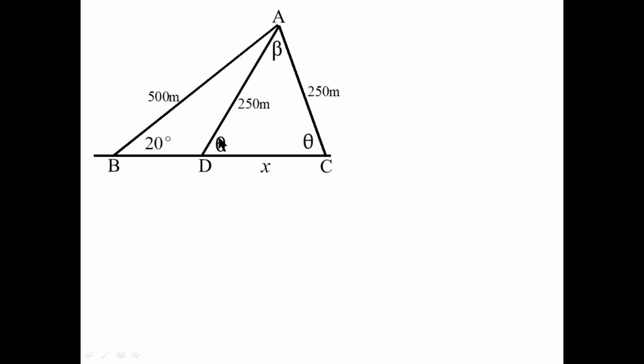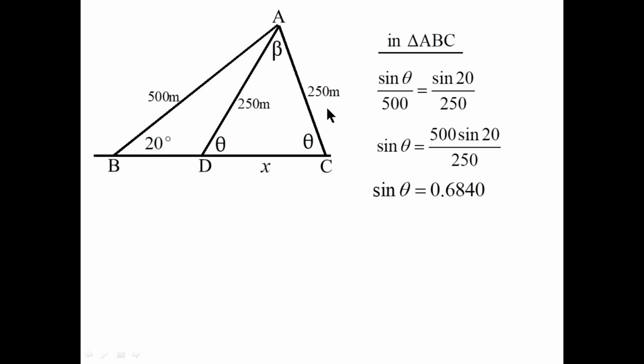And I put some angles in here. Because this is an isosceles triangle, I'm calling this angle theta, and I called this one beta. Now, in triangle ABC, the large triangle, we'll do a sine law application. Sine theta over 500 equals sine 20 over 250 in that large triangle.